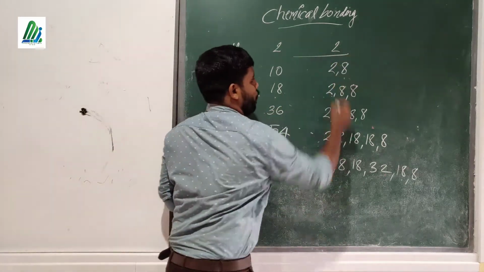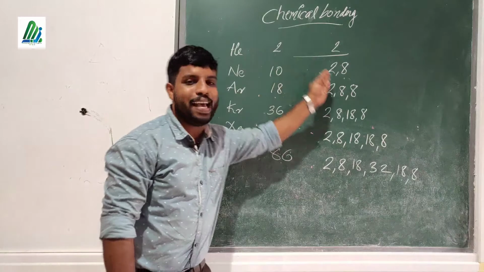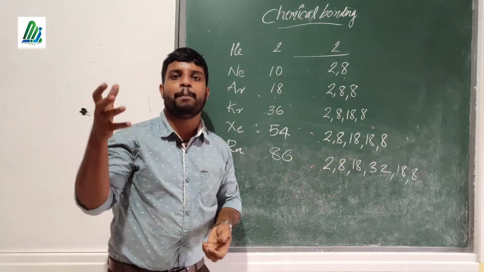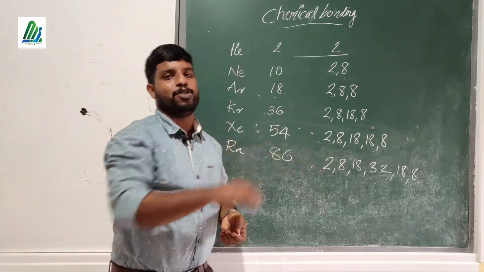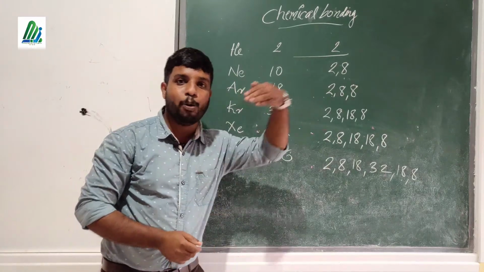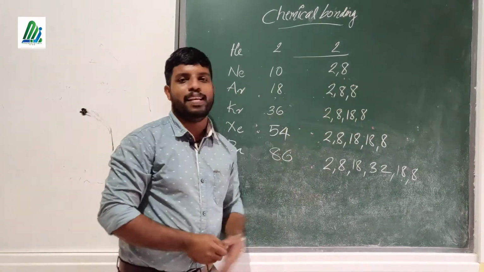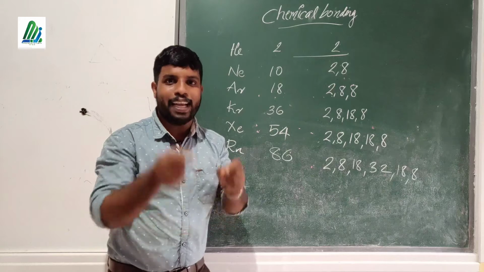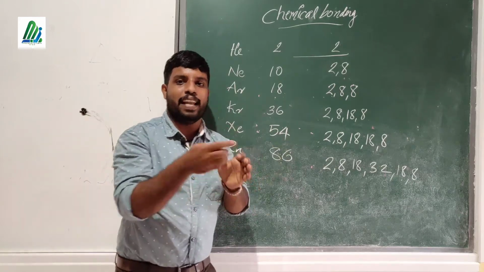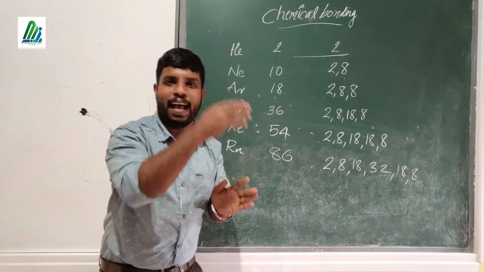Now look at the valence shell of these elements. Except helium, check the number of valence electrons. Valence electrons means the number of electrons in the outermost shell. The last shell is known as the valence shell, and the electrons in the valence shell, the outermost shell, are known as valence electrons.